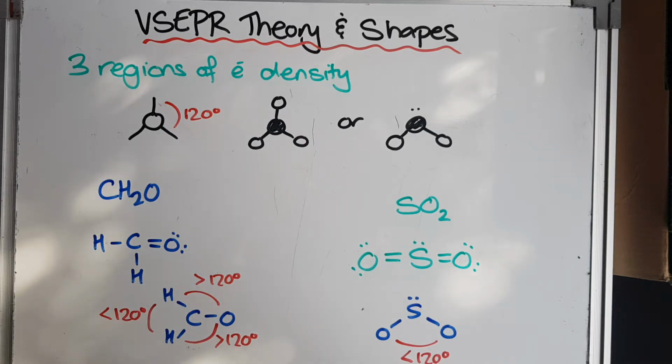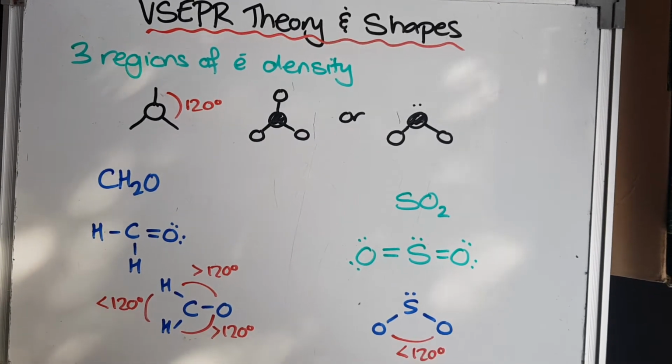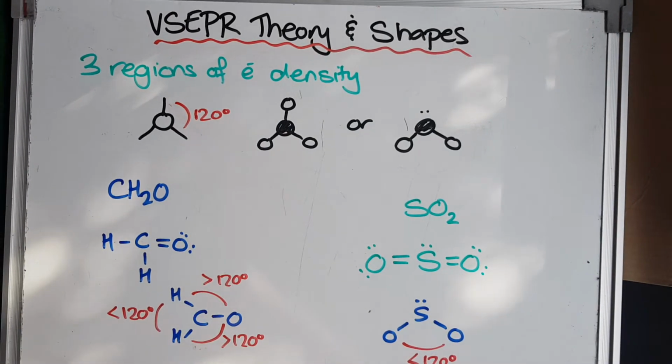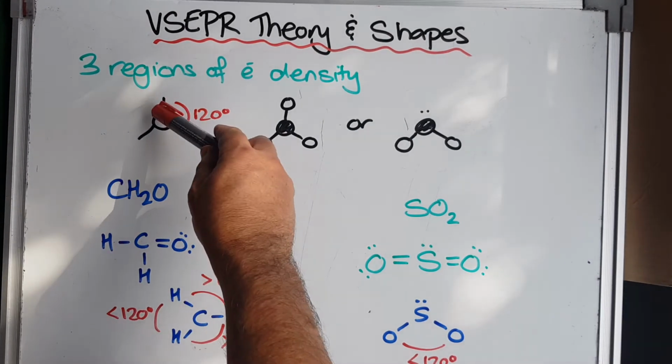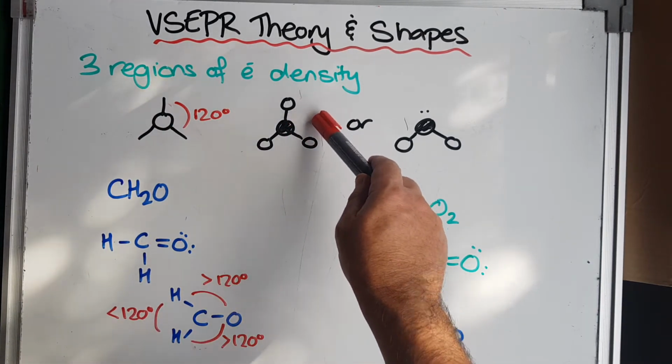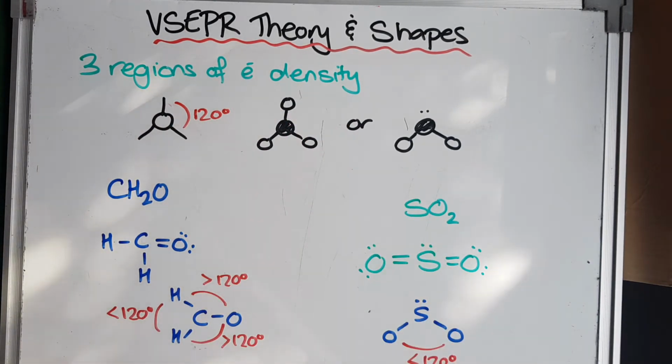Right, the next one of our shapes and applying our VSEPR theory is when we've got 3 regions of electron density around the central atom. Now, if every one of these bonds was identical, then the bond angle would be 120 degrees and the shape would be what we call trigonal planar.